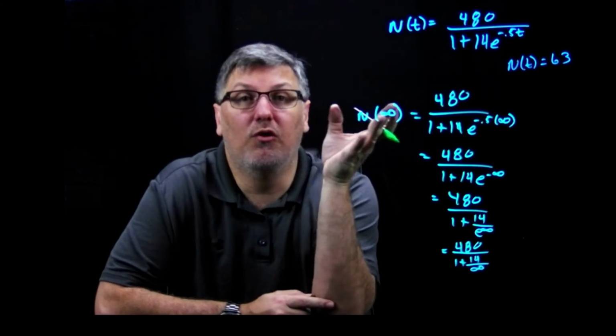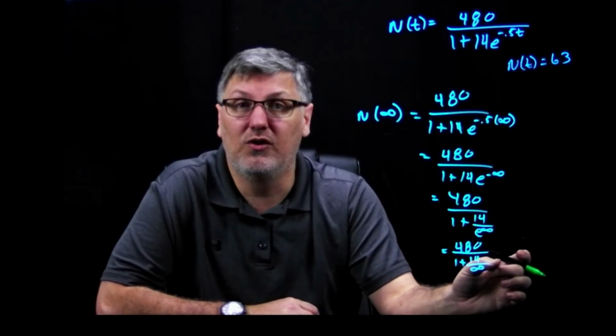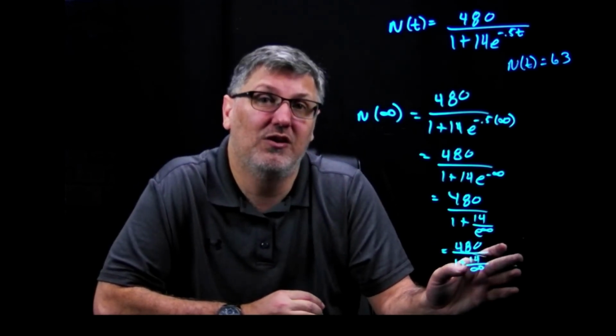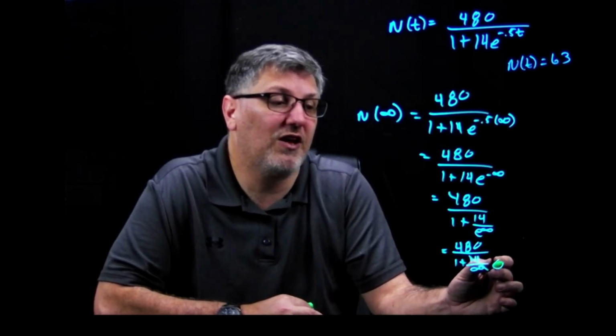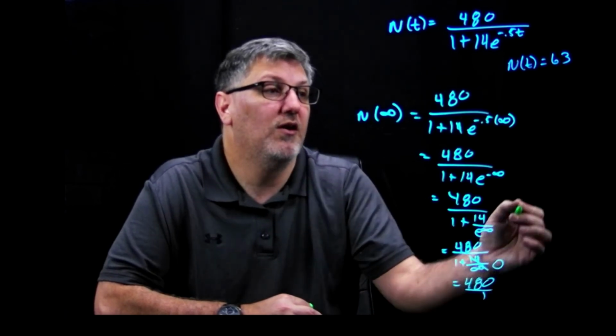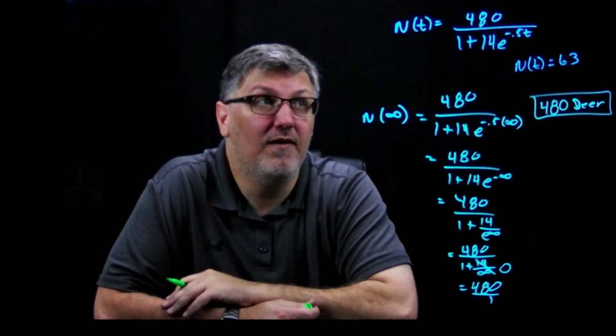So if I have a number over a really big number, this 14 is really a small number in the big picture of things. So 14 over a really giant number. What number is that really close to, but not actually? Well, the number it's really close to is 0. We're going to treat this like it's 0. And we're going to get 480 divided by 1, which means the most deer that could ever at one time be in the refuge would be 480 deer. That is the most. This is actually what's called the carrying capacity, your top number.